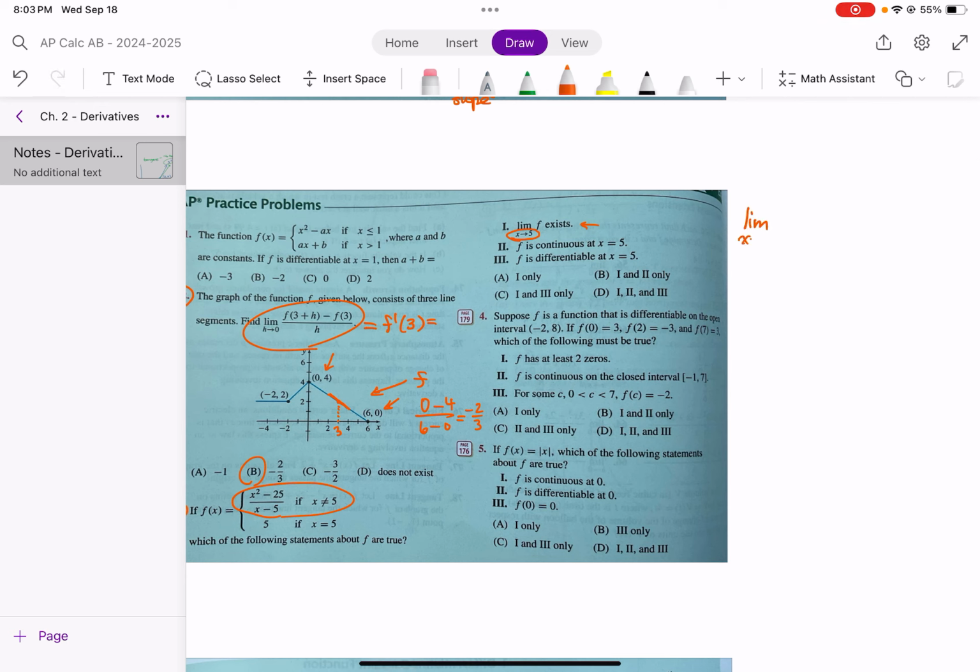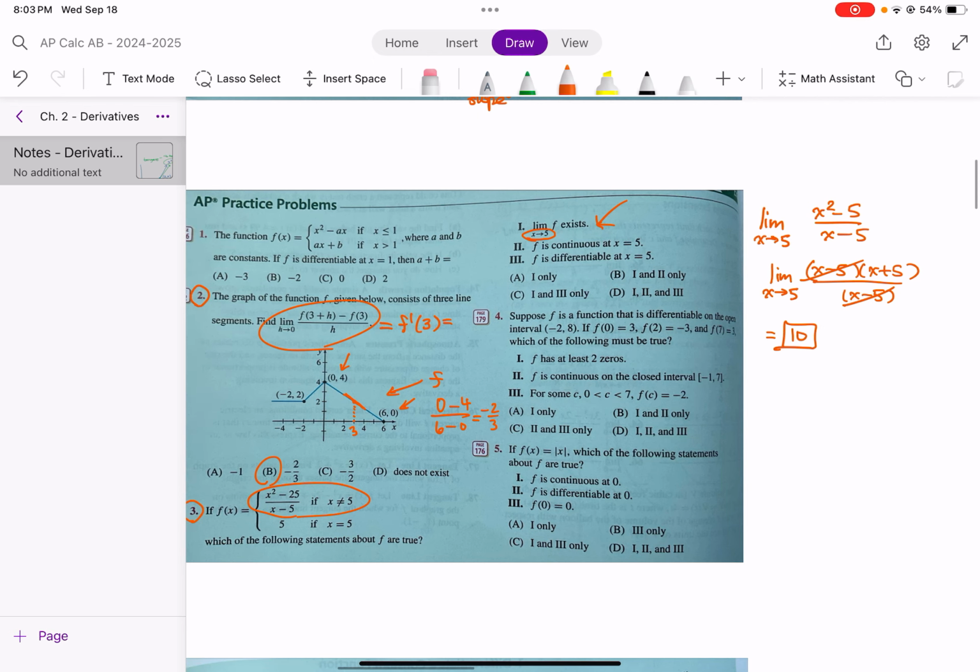So the limit as x approaches 5 of (x squared minus 25) over (x minus 5). Well, this looks like a typical sort of hole example, right? We would have (x minus 5) times (x plus 5) over (x minus 5). And there is our hole right there, right? We get rid of the hole, we plug in the 5, and we get an answer of 10, right? So yes, the limit as x approaches 5 of f exists. Cool. Is f continuous at 5?